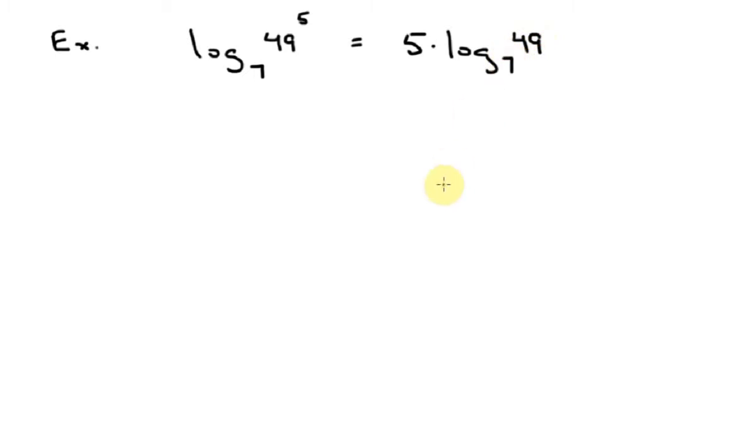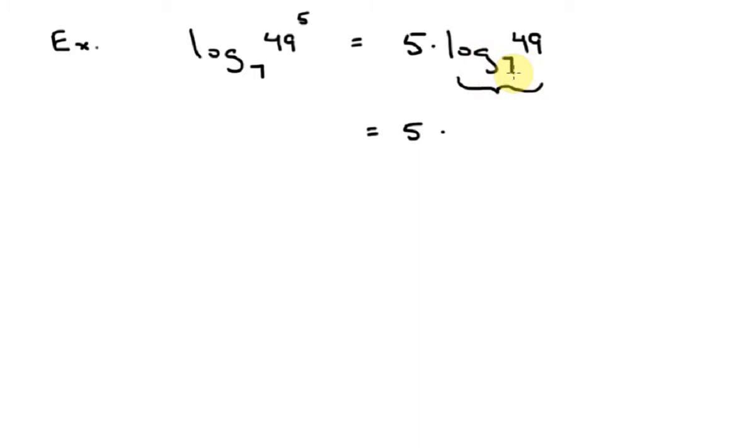Okay, in the next one, we're going to try to evaluate log base 7 of 49 to the 5th. Now, first things first, see this exponent here? We're going to take that exponent and bring it out in front. So now I have 5 times the log of 49 base 7. So the only trick is figuring out, well, what is log of 49 base 7? Because I know it's 5 times whatever this is.